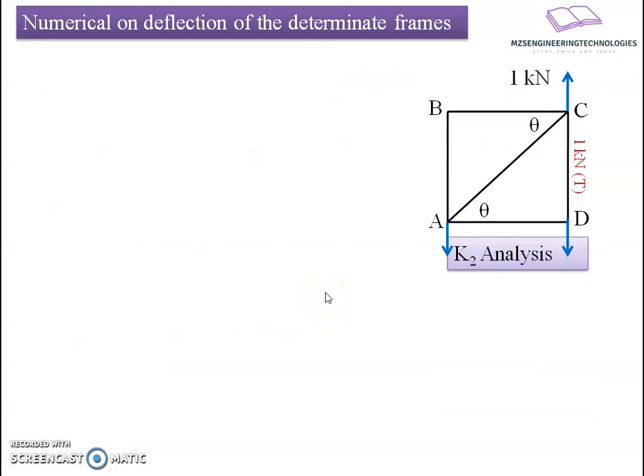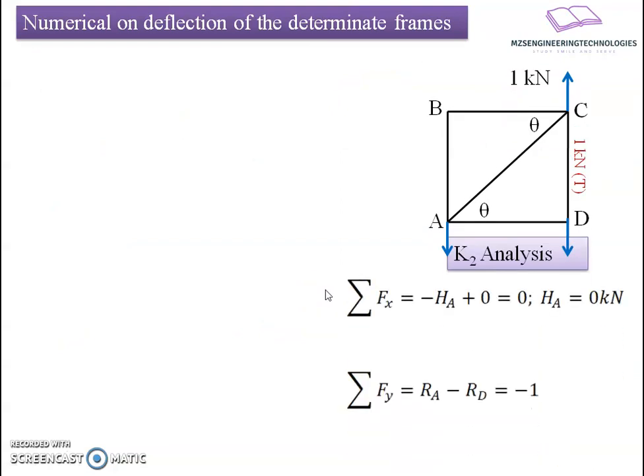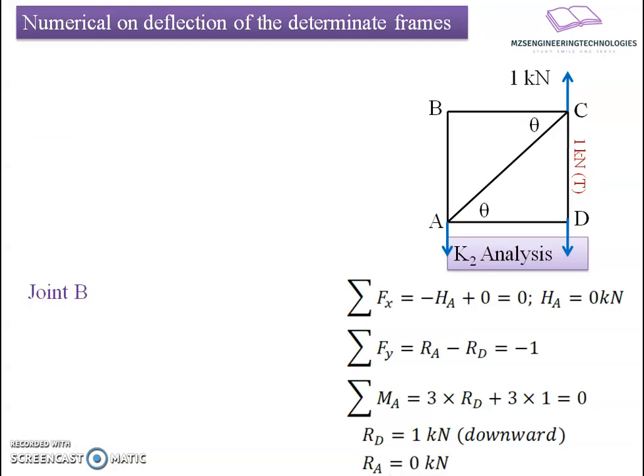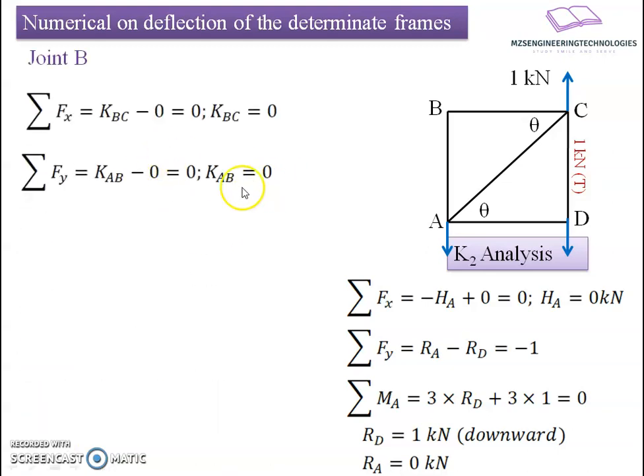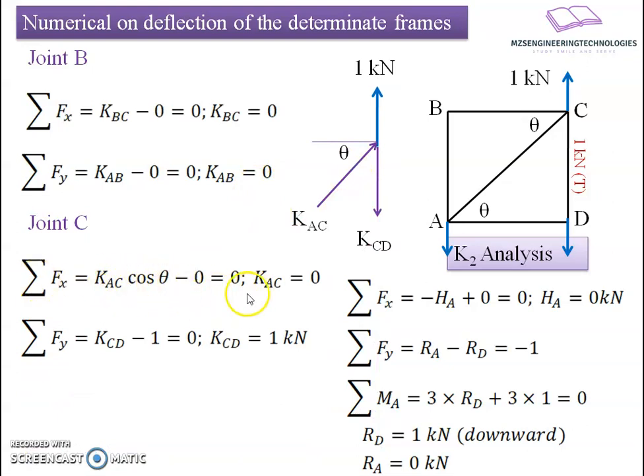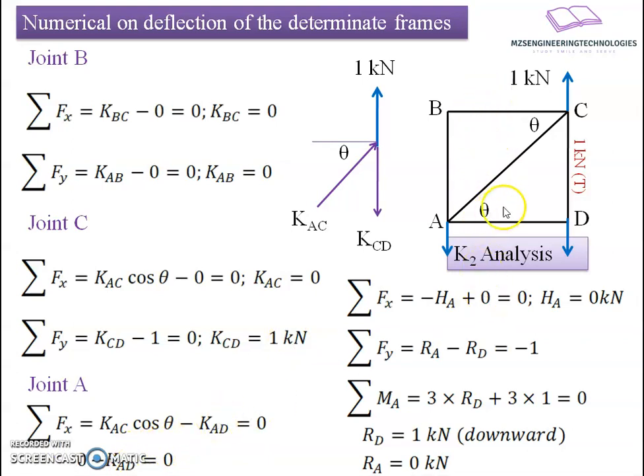Now we will move to the K2 analysis. The same procedure I will follow for the equilibrium equations. From that we will find the reactive forces first. The reactive forces come to be RD equals 1 kilonewton, RA equals 0, and HA equals 0. Now in the joint by joint analysis, joint B will result in KBC equals 0, KAB equals 0. Joint C analysis will show that the force in member KAC is 0 and member KCD equals 1 kilonewton. Similarly, at joint A we get KAD equals 0. Here all members have 0 forces, and only one member has 1 kilonewton force, which is tensile in nature.